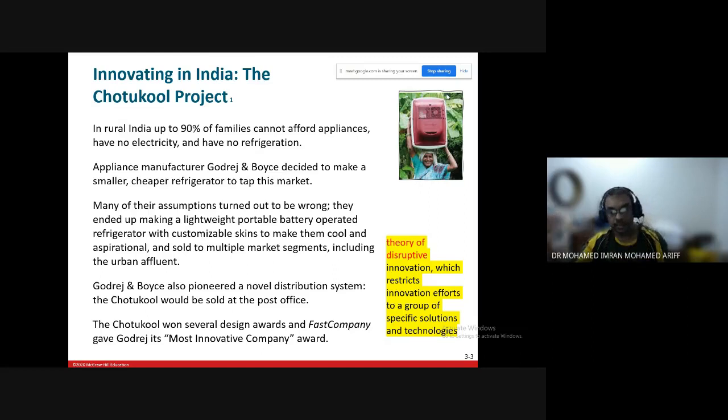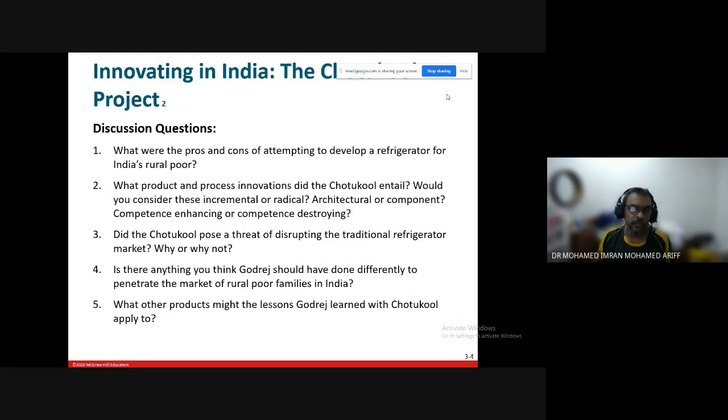So in disruptive innovation theory, they say that even though the innovation is good, it only helps a certain group of people. Not all people will benefit from it. All right, so these are some questions relating to that kind of innovation. What are the pros and cons?